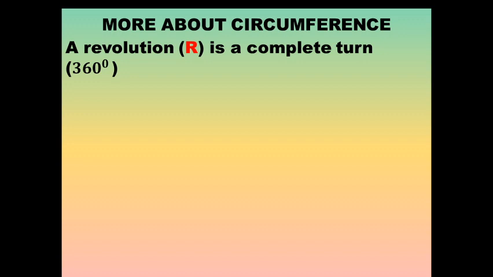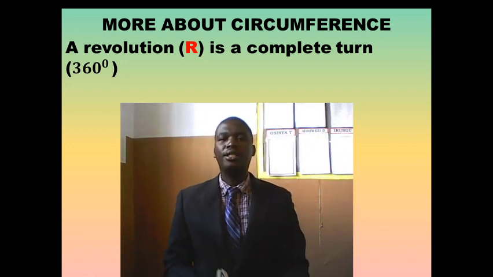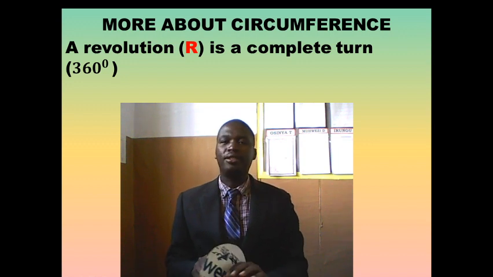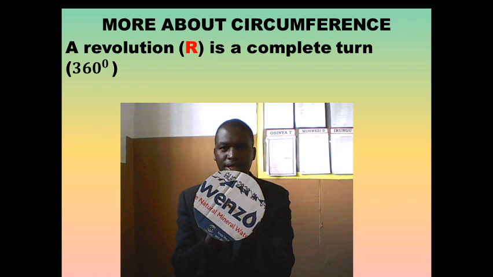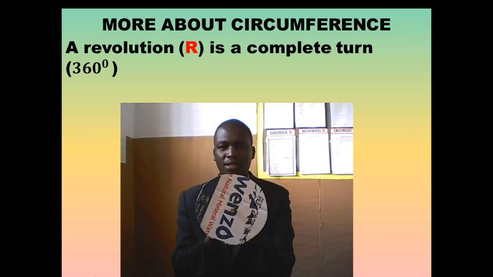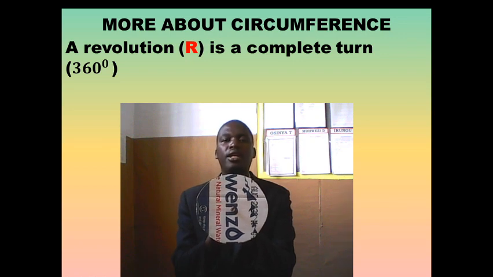A revolution is a complete turn, which means you must make a complete turn of 360 degrees. A complete turn means 360 degrees. I want you to take a look at what I'm having in my hand. This card is what we call a circular card. It has got marks. You are seeing some words there. When I put it at the center, the letter you are seeing there is letter W.